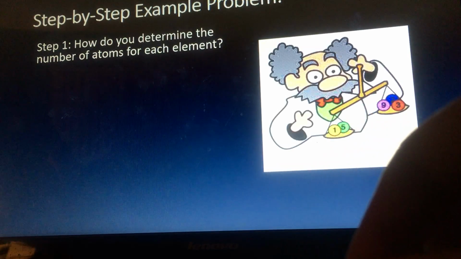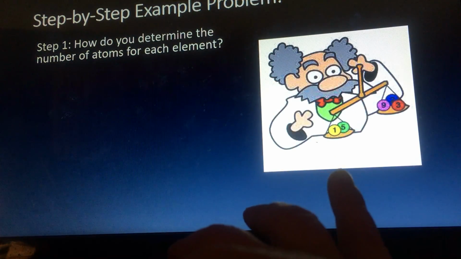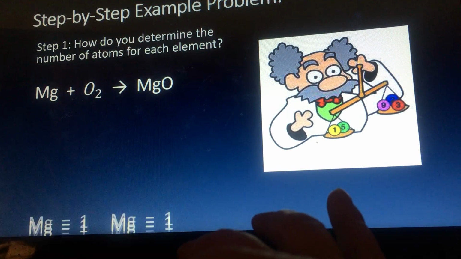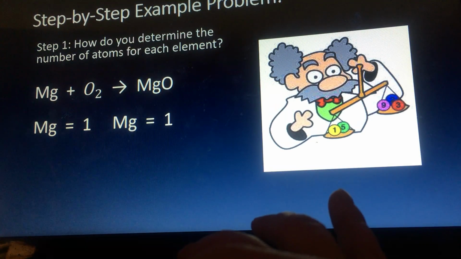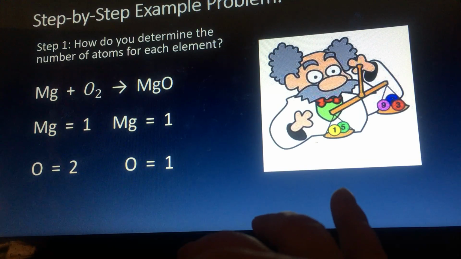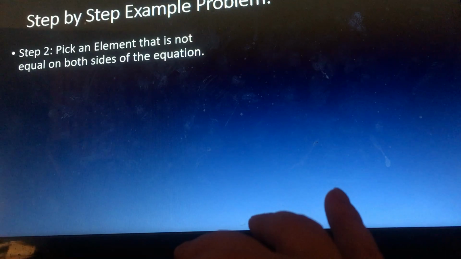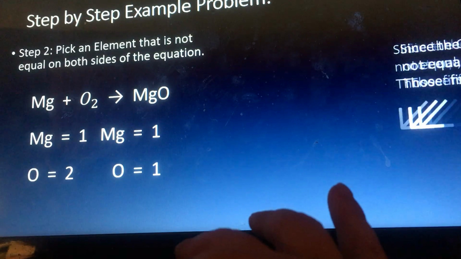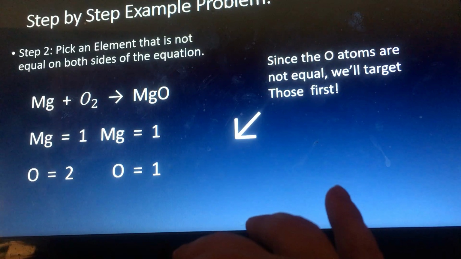So, some step-by-step example problems. Step 1. How do you determine the number of atoms for each element? Well, first you're going to look at the subscripts and coefficients. And then you can list them. Step 2, you pick an element that is not equal on both sides of the equation. Since the oxygen atoms are not equal, we'll target those first.